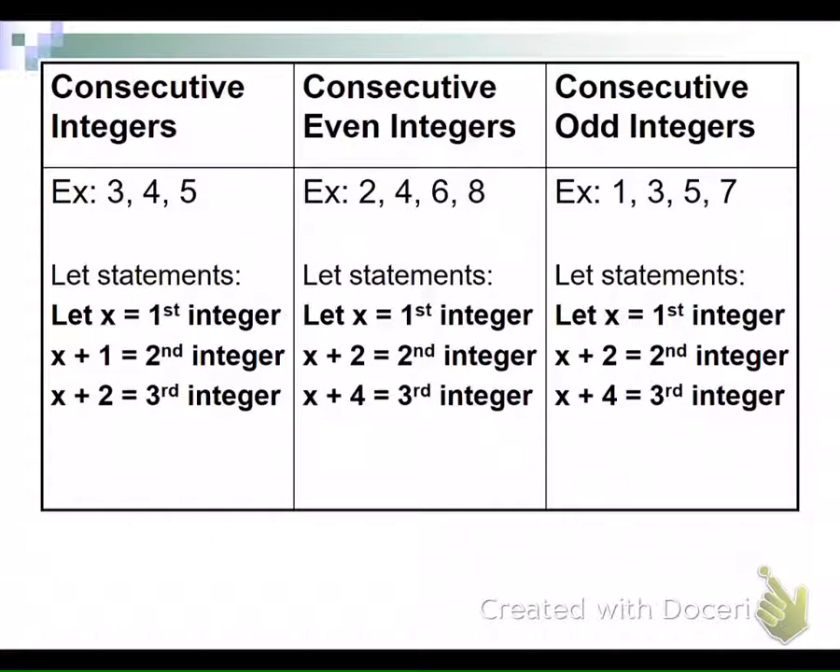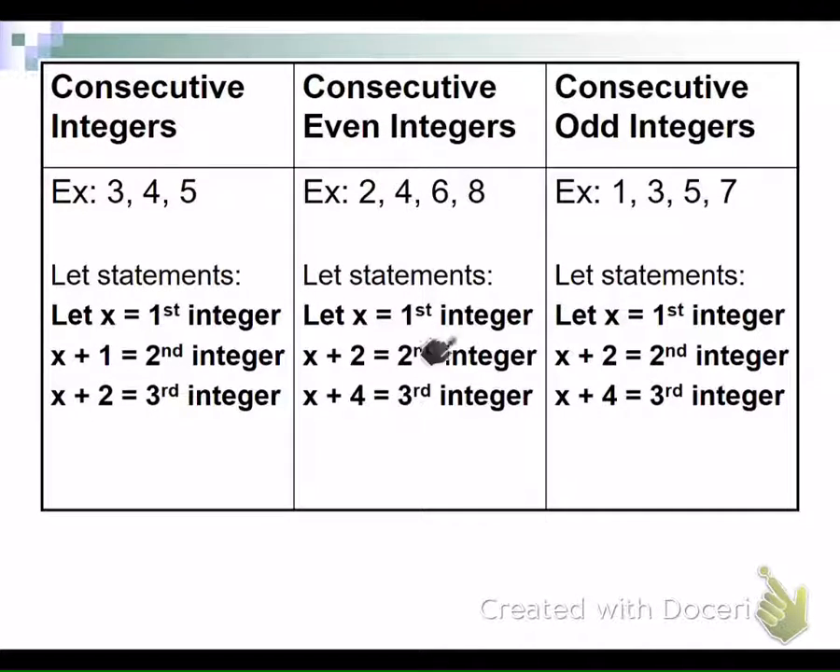When you are going up in just consecutive integers, you're adding how much each time? 1. You're just adding 1 each time. So if you start at the first integer, we can call that x. The second integer, you just add 1 to the original. The third integer, you add 2 to the original.